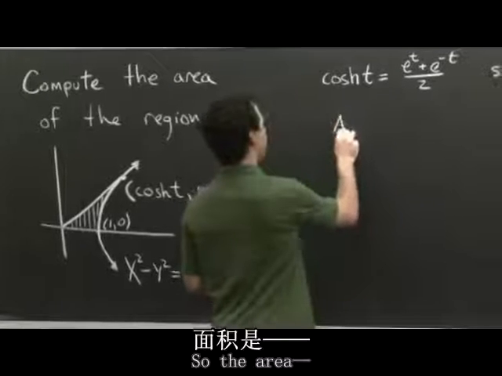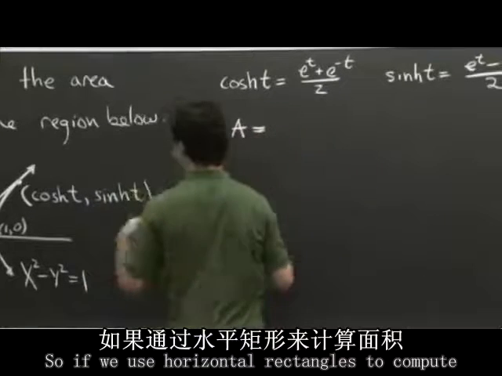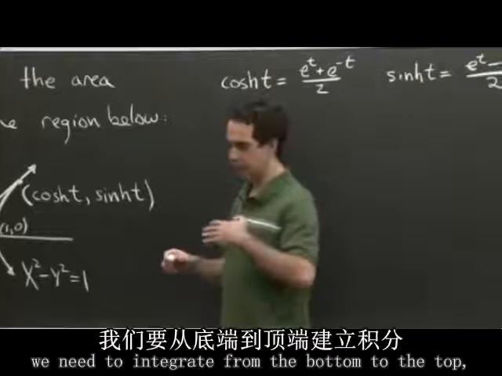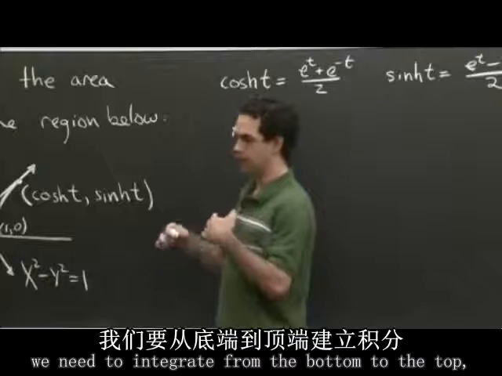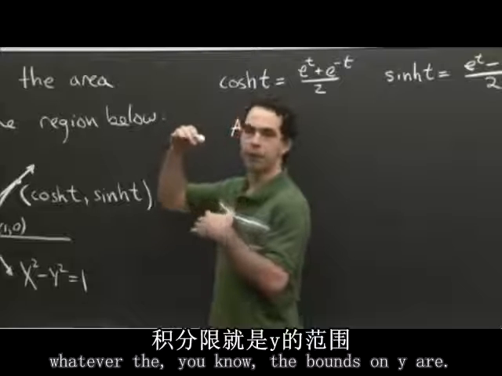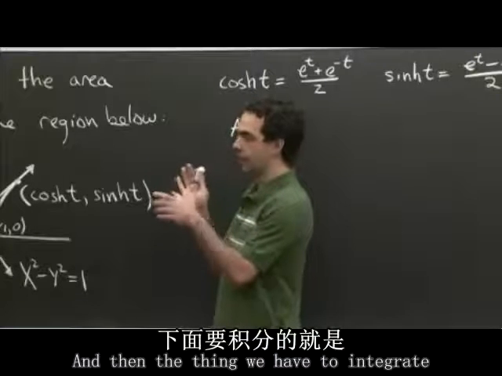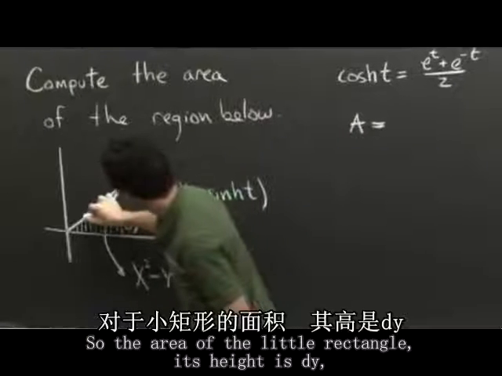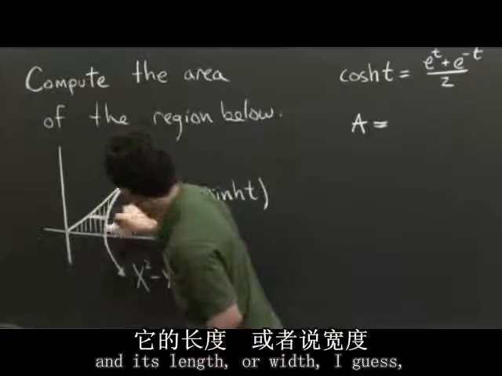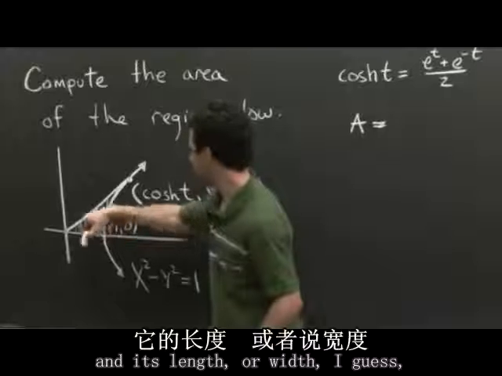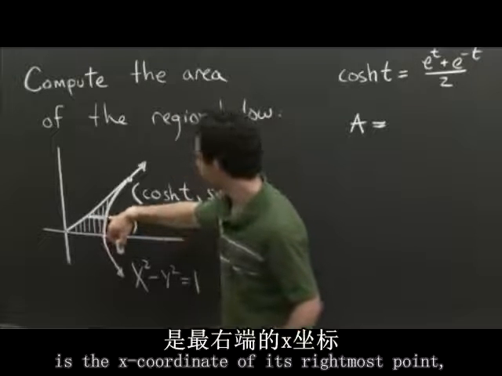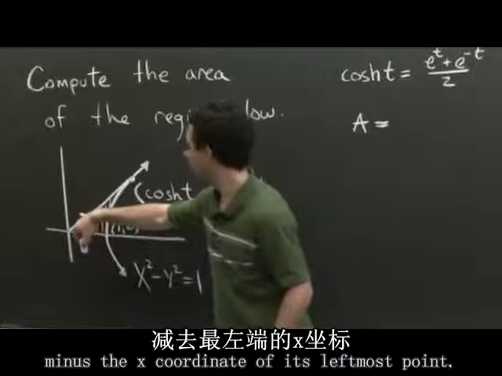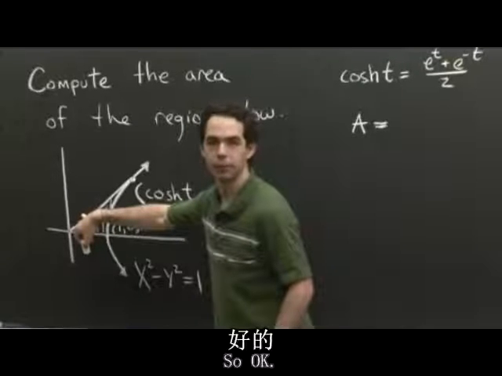So the area. If we use horizontal rectangles to compute the area of a region, then we need to integrate from the bottom to the top, whatever the bounds on y are. And then the thing we have to integrate has to be the area of one of those little rectangles. So the area of the little rectangle, well, its height is dy, and its width is the x-coordinate of its rightmost point minus the x-coordinate of its leftmost point.